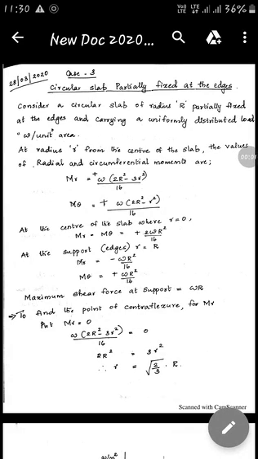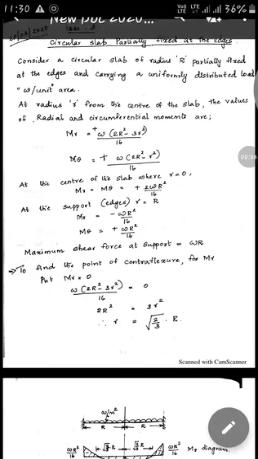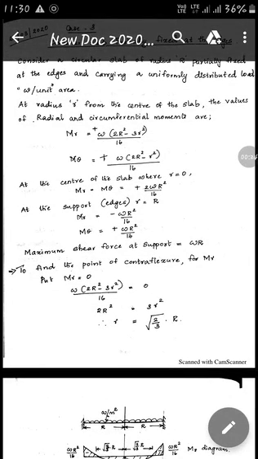Good morning, friends. Today we can see the design of a circular slab which is partially fixed at the edges. Before moving on to the problem, we can directly go to the equations. Let us consider a circular slab having a radius capital R, which is partially fixed at the edges and which has a UDL of W per unit area.